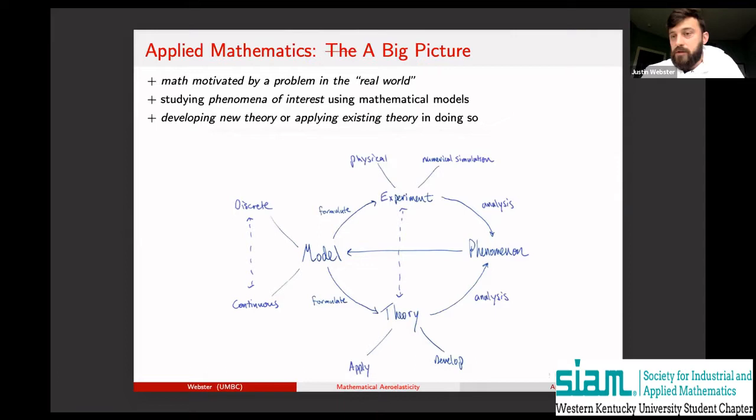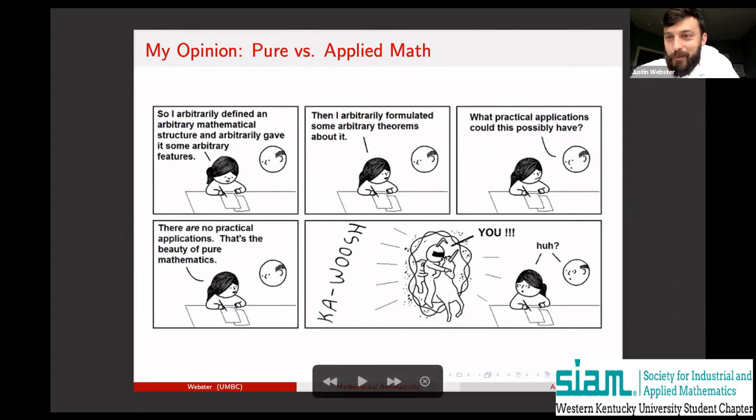Okay, and I'm going to leave this up here. I apologize, there is a bad word in this comic, but it's not too bad. So there's two panes in this comic. I'll leave the first one up.